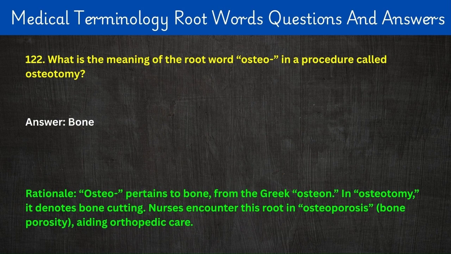122. What is the meaning of the root word osteo- in a procedure called osteotomy? Answer: bone. Rationale: Osteo- pertains to bone, from the Greek osteon. In osteotomy, it denotes bone cutting. Nurses encounter this root in osteoporosis, bone porosity, aiding orthopedic care.